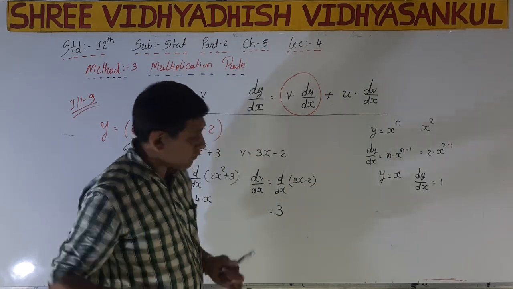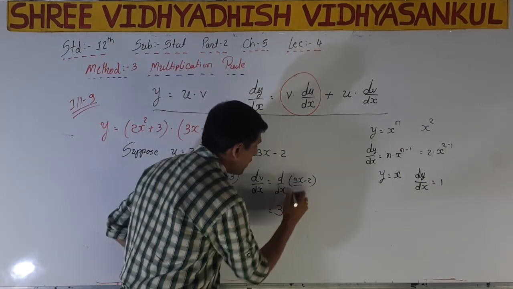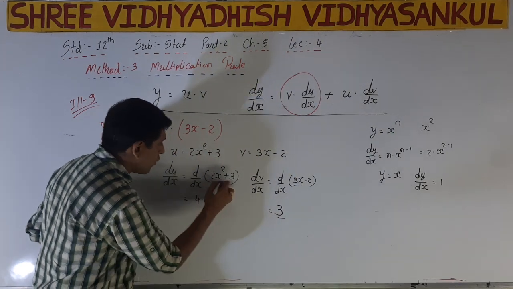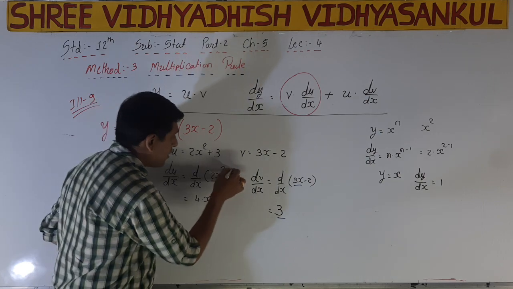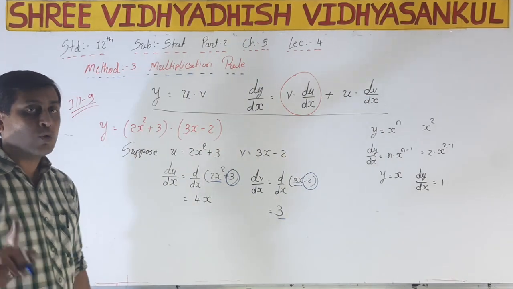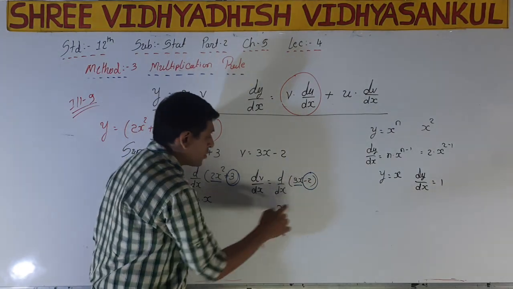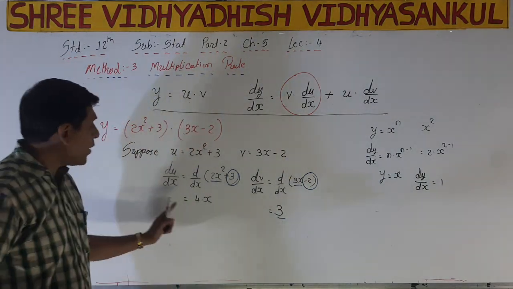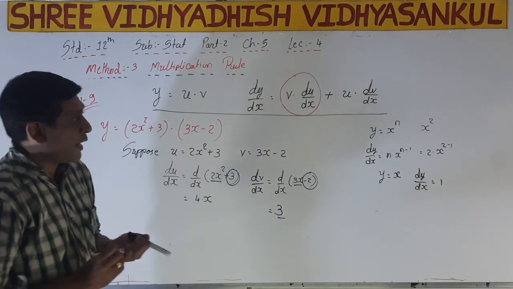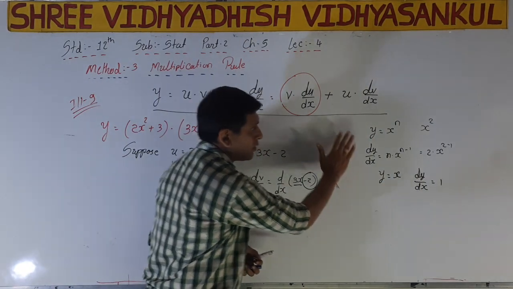See, 3x. What is the differentiation of 3x? That is 3. What is the differentiation of 2x square? That is 4x. Here the differentiation of this is 0, so you don't have to write this. So your final answer is du by dx is equal to 4x and dv by dx is equal to 3. Okay, so I am removing this.